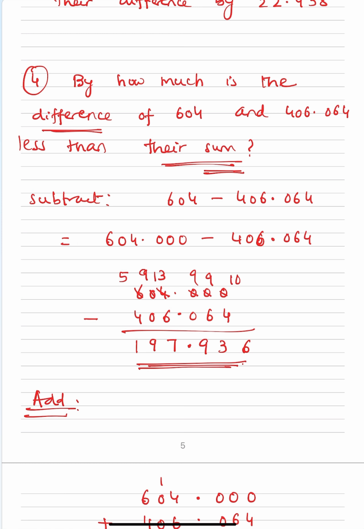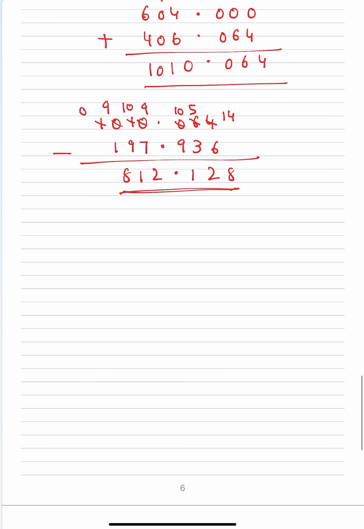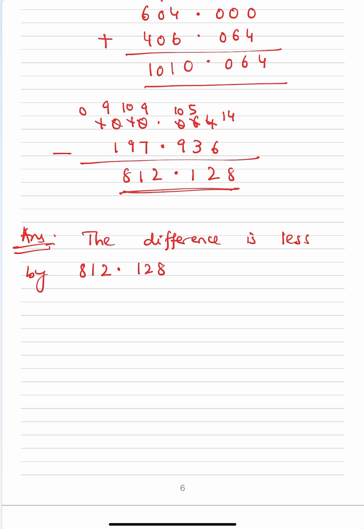Okay, so the difference, we can write the answer as that the difference is less by 812.128 than their sum. Okay, so this way you have to do this kind of sums. Please practice them, do again and again, then only you will be able to do more sums. Once you understand the concept, then only we can do more sums.